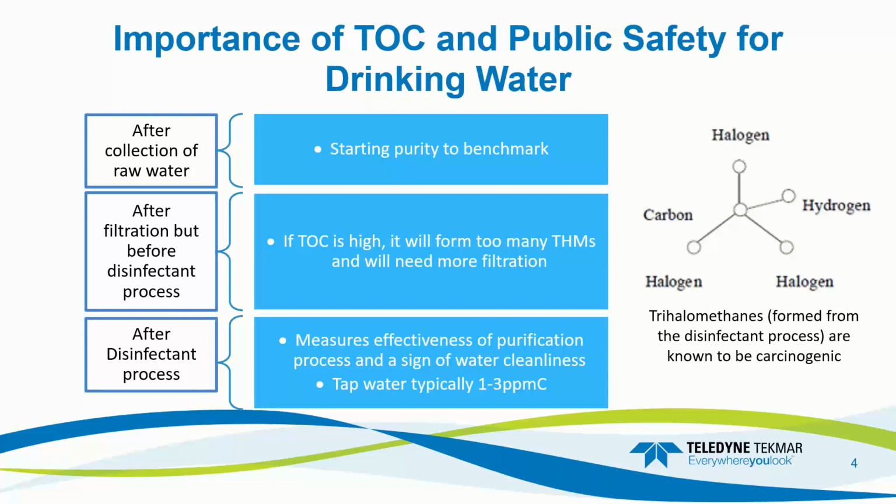After the disinfectant process, we want to measure the effectiveness of our purification process as a sign of water cleanliness. Typically, when we look at tap water, depending on your location, it could be less than 1 ppm, but it could range anywhere between 1 to 3 ppm of carbon.